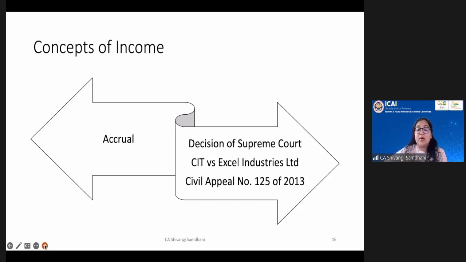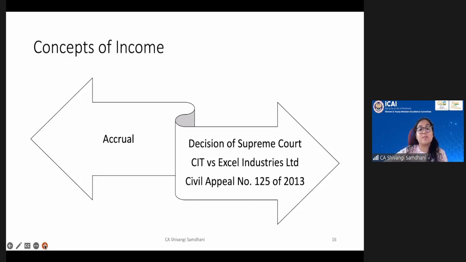The second test was when a person gets a right to receive from any other person, then the second person should also have the obligation to make payment. So Excel Industries, after making export, got a right to receive export incentive. But the government did not have any obligation to make payment of that export incentive because till year one, no import of raw material took place. So for income to accrue, there has to be a right to receive and simultaneously a corresponding liability or obligation to pay. So this was the second test.